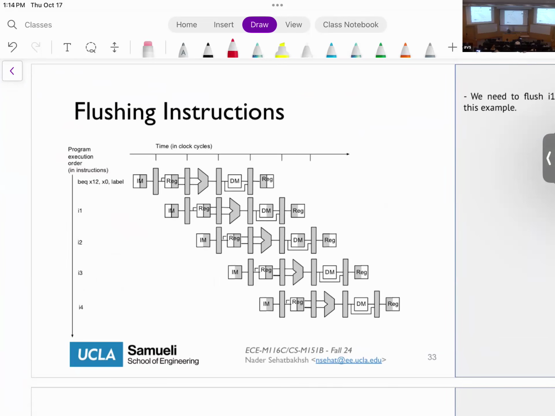To answer the question that you just asked, if the branch goes forward, right, the branch goes like this, at this point we know that we made a mistake. But if you look at this point here, I have I1 here, I have I2 here, and I have I3 here, right? That's why I need to clear basically 3 things from moving forward, and as these things move forward, I'm going to replace them with bubbles, okay?